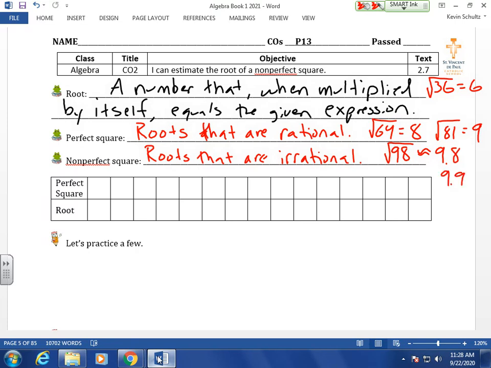Okay. Yes. Question. Is the perfect square like, is it the 64? Like when it's like 64 equals 8? Is it the 8 or the 64? The 64 is the perfect square because that's what we're taking the root of.